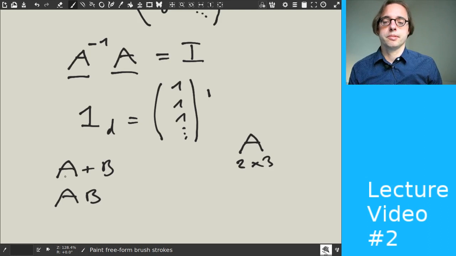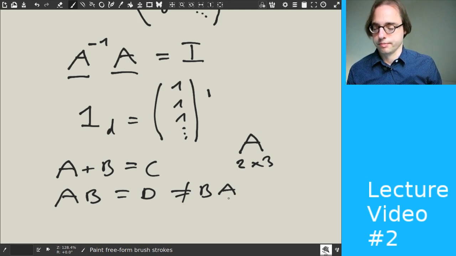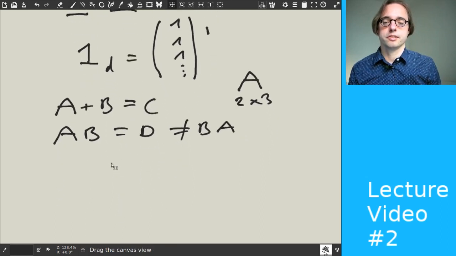Compatibility means, for addition, this gives C, and let's say this is D, and this is not the same as B times A, if it's possible. If A and B are square matrices, then it's technically possible, but it's generally not the same thing because it's not commutative. Difficult word. So you can't interchange the order of multiplication in matrices.